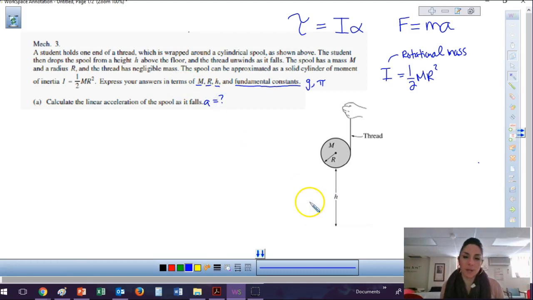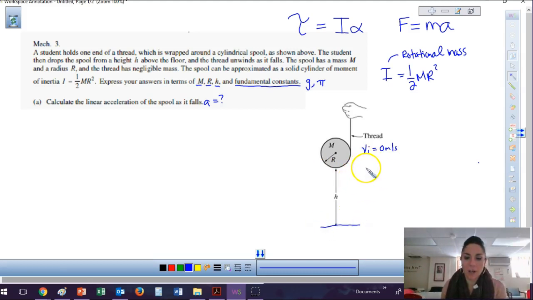Even though I kind of know where this problem's going, let's take the easiest route. I always recommend looking at the easiest way first before we go complicated. So I see that we have an h. This thing's initially at rest, so the student holds it wrapped around as shown above, then drops it. So we're starting at rest here, technically. We have some height of h right here, and this thing is going to accelerate.